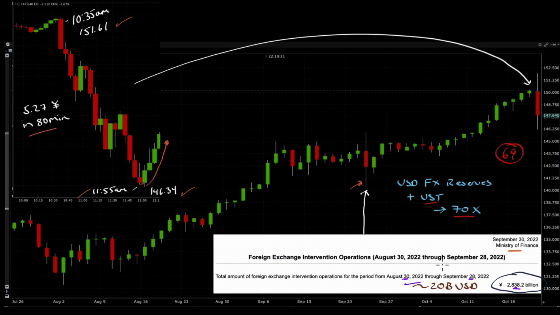And I say 69 more times, but these USTs are paying coupons. So that actually extends the amount of time that they can do it. So it's not as if they're going to do this a couple of times and be done. They can do this basically every 2 weeks for the next almost 3 years. They can intervene in their currency. So I would be very careful about shorting the yen.